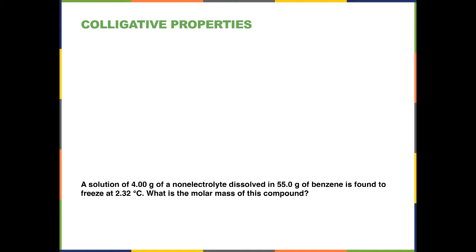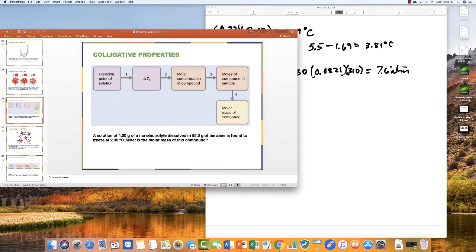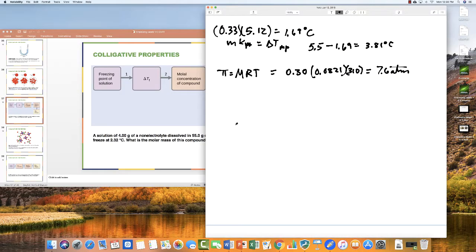So let's say that we have a solution that is 4 grams of a non-electrolyte dissolved in 55 grams of benzene, and it freezes at 2.32 degrees centigrade. What is the molar mass of this compound? And here's what you would have to do. This is how you would work this problem. So let me make this smaller so I can write over here.